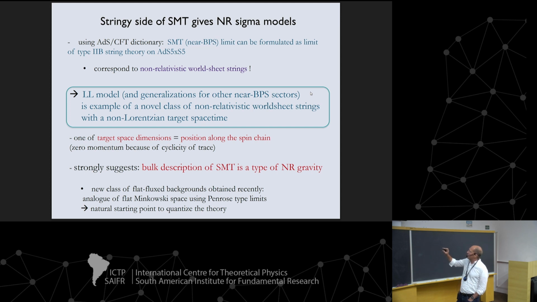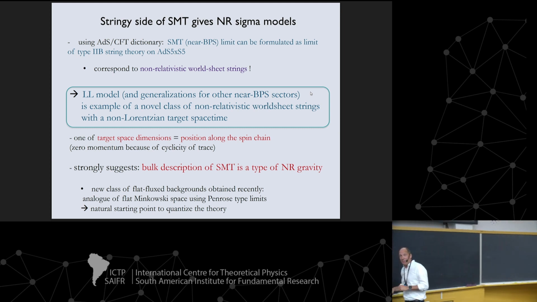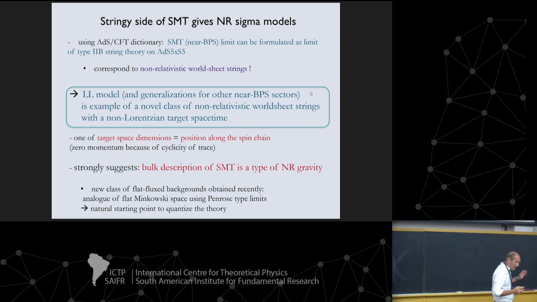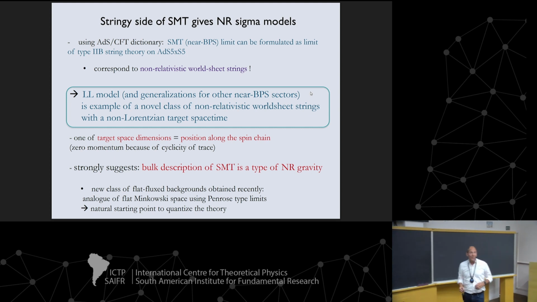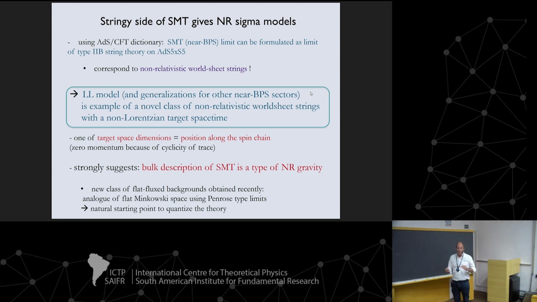Okay, so let me just repeat the highlights: precisely using the AdS/CFT dictionary, these near-BPS limits can be formulated as a limit on the space-time, on AdS5 x S5. We'll see that they give rise to non-relativistic Wald-Hitt strings. And it's maybe interesting to see that this suggests that this particular corner of N=4 super Yang-Mills, which might be more tractable because it's a quantum mechanical theory, has a semi-classical bulk description in terms of some dynamical non-relativistic gravity.